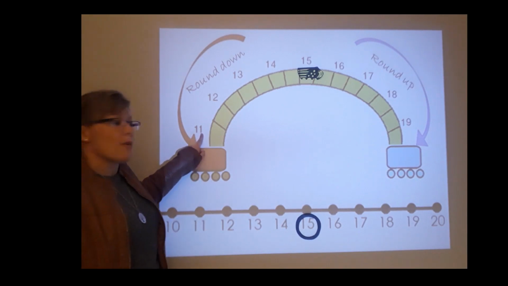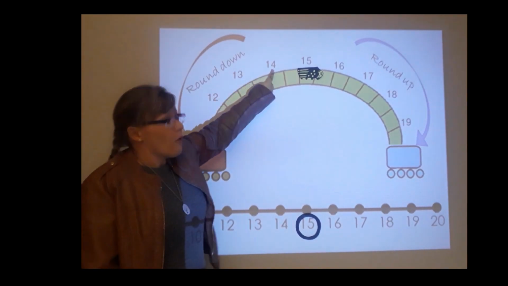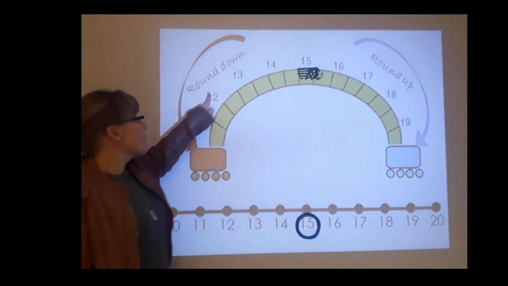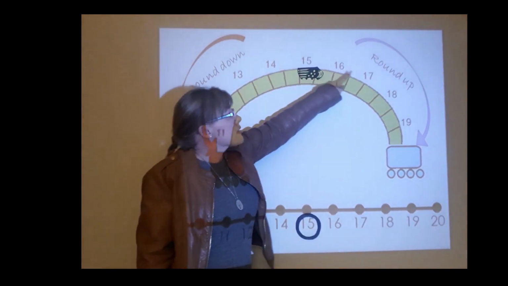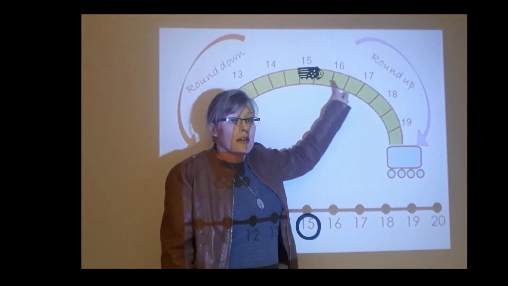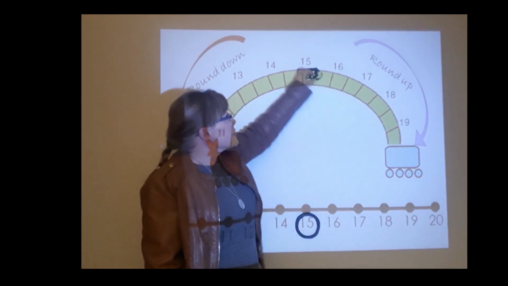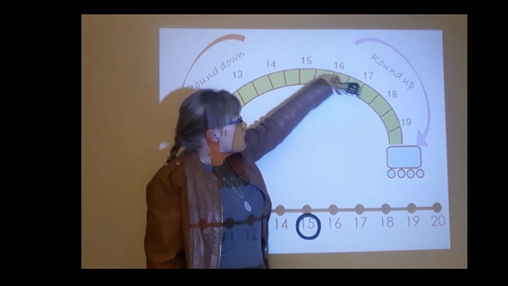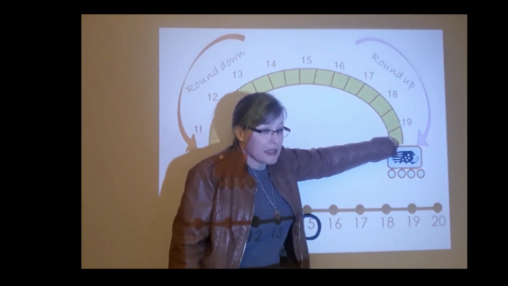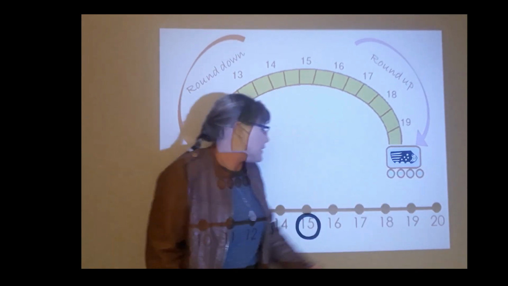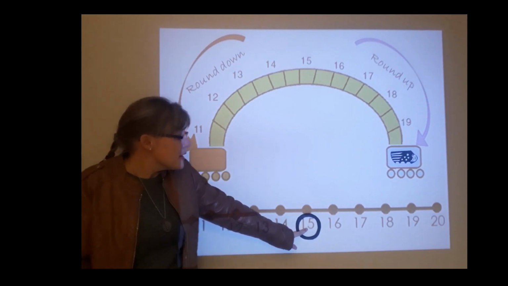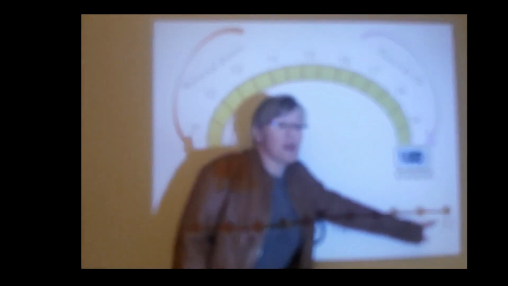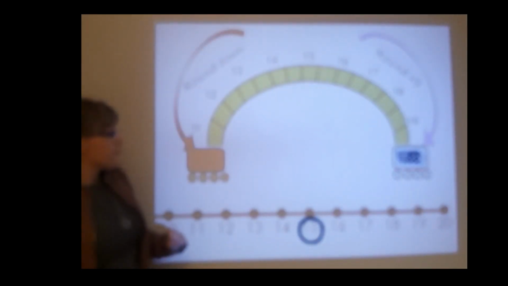If it ends in a 1, 2, 3 or 4, then it will roll back down to 10. If it is a 5, 6, 7, 8 or 9, it will roll forward. So this roller coaster will go to 20 because it is in the middle. Remember, the middle number is already big and powerful, so it will just keep on going forward. It's not going to go back to 10.